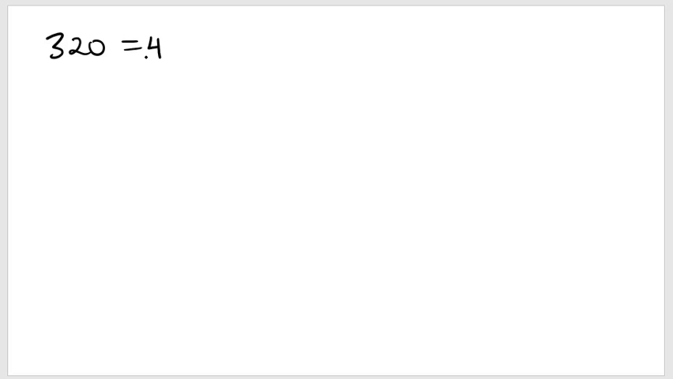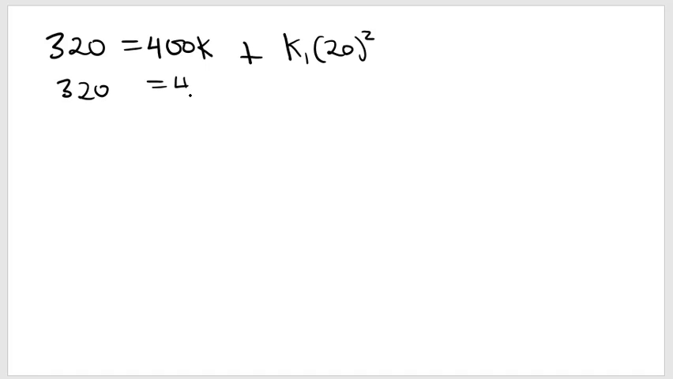So that is going to give us 320 being equal to 400K plus K1 times 20 squared, and this will give us 320 being equal to 400K plus 400K1, because when you square the 20, we are going to get 400.